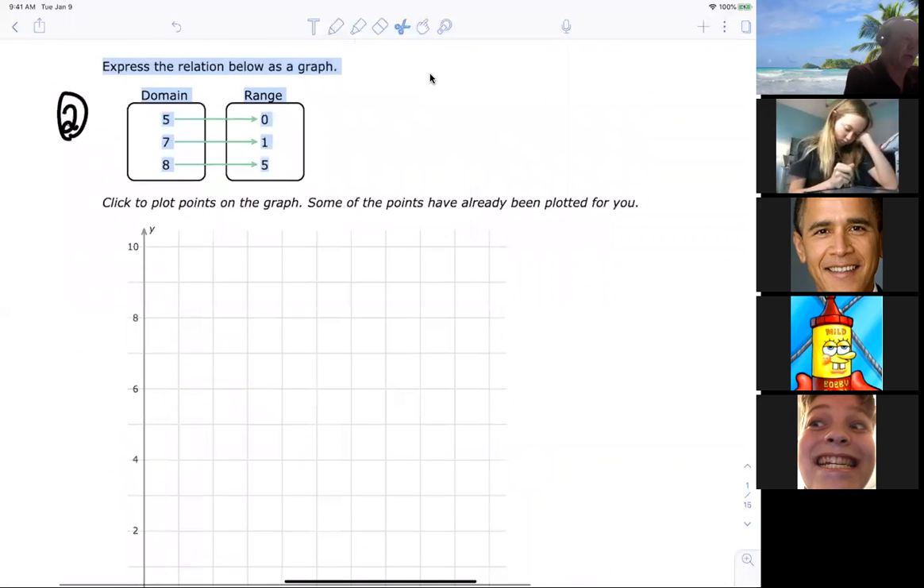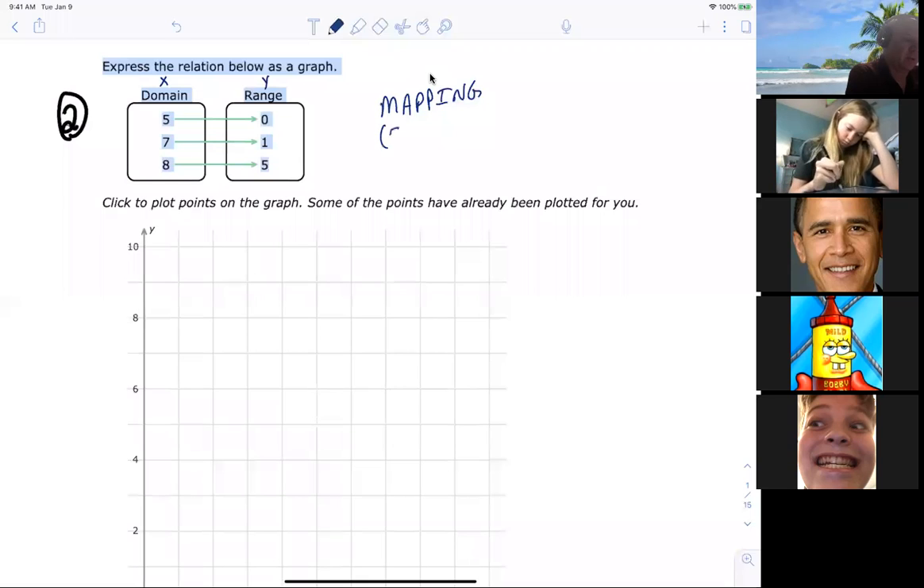Now, believe it or not, this is really old school, but we used to call this a mapping. Domain, again, is the x, the range is the y. That's how they used to do ordered pairs. The points are 5, 0; 7, 1; and 8, 5. You're probably never going to see that again. It's just really old school, and they're throwing in all the different possible ways that you can write it.